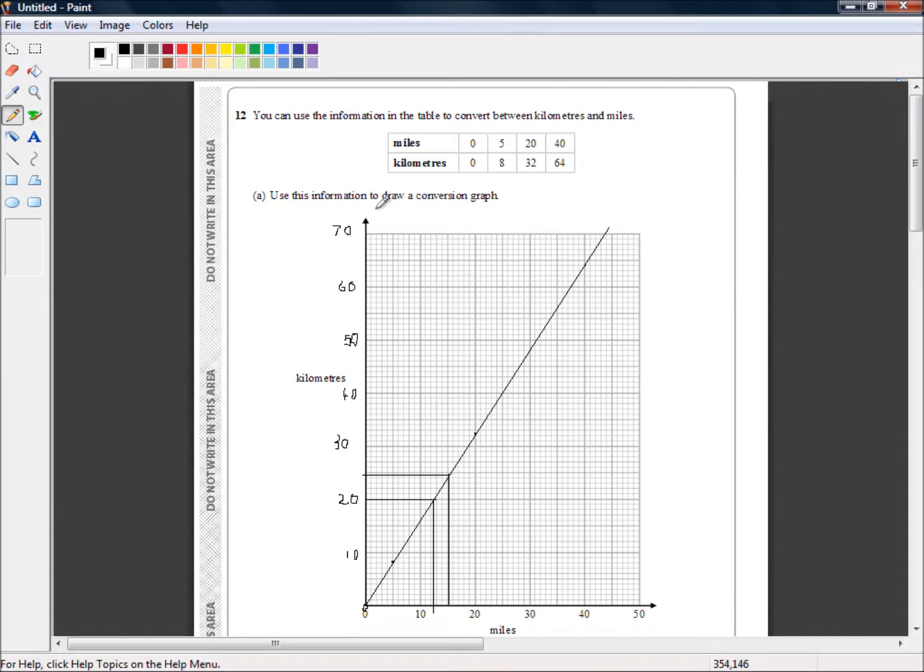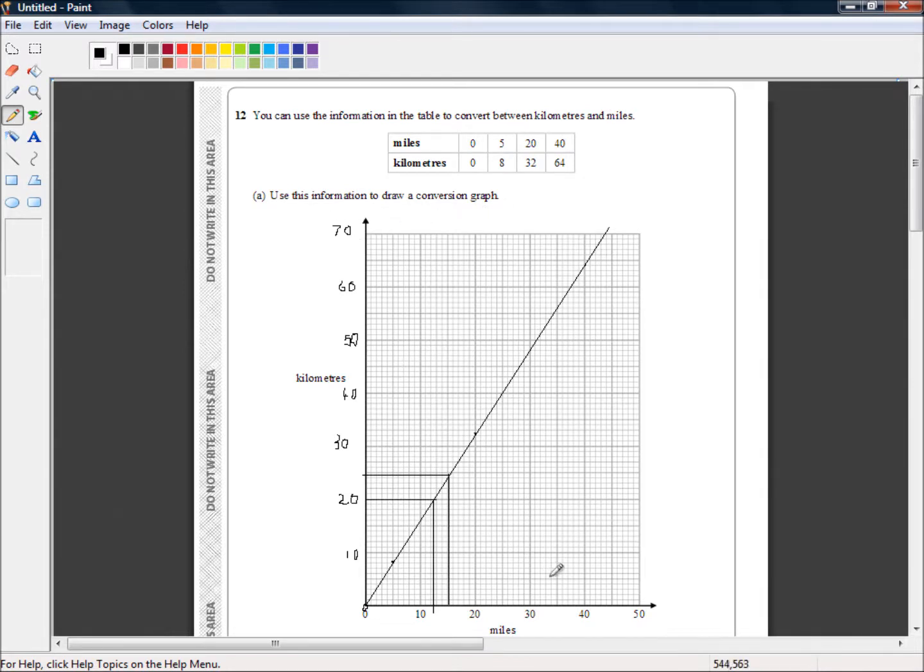This is the paper 1MA1/2F. It's the second paper in the foundation tier. It is a calculator paper and we're picking up in question 12. You can use the information in the table to convert between kilometres and miles. Use this information to draw a conversion graph.